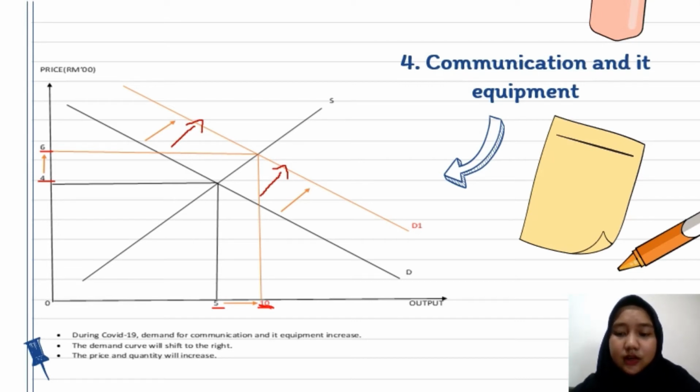So for communication and IT equipment, there are changes in the demand curve. So the demand for it is increasing right now. So that's all for the communication and IT equipment.